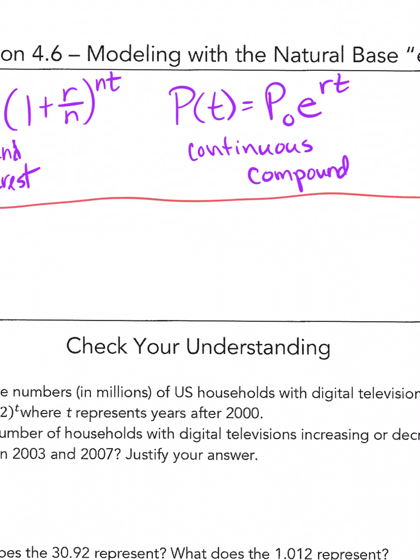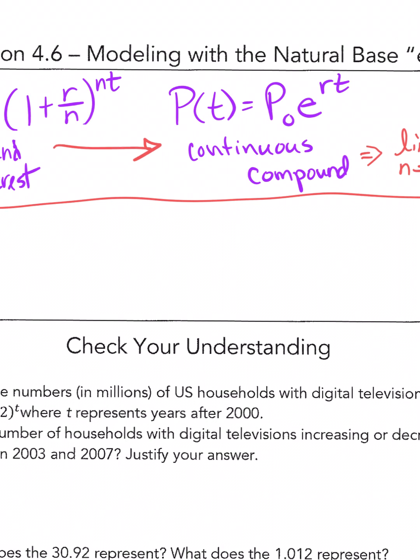We were talking about the difference between compound interest and continuously compounding interest. We want to remember that for continuously compounding, the thing that makes it continuous is the end behavior of n as it approaches infinity. That means the number of times you are compounding, in the compound interest formula, goes to infinity. So that becomes P naught e to the RT.